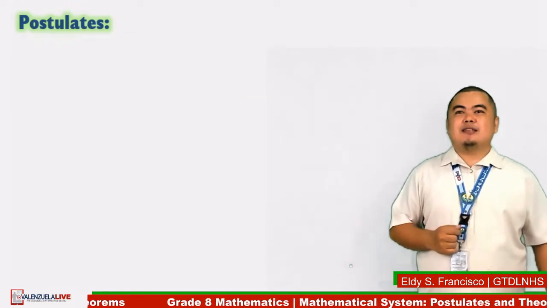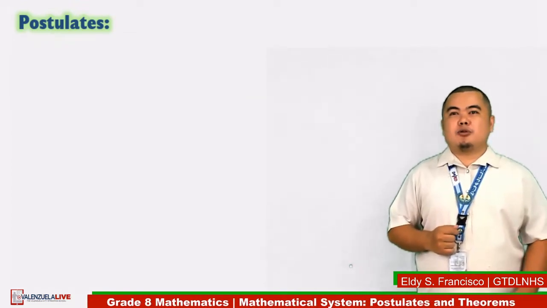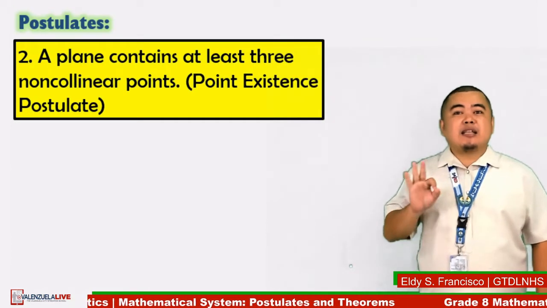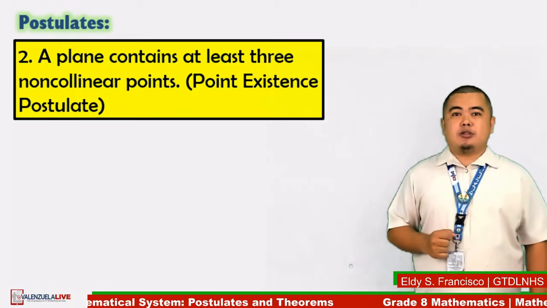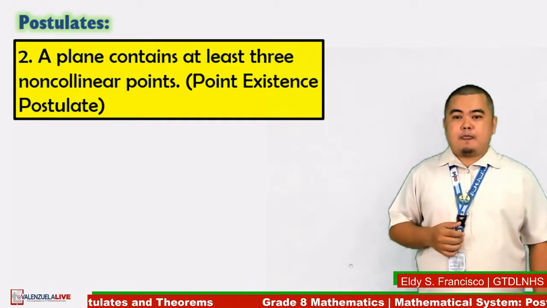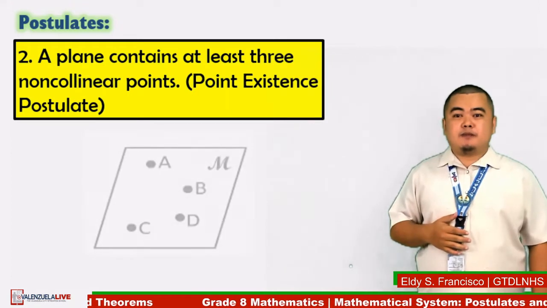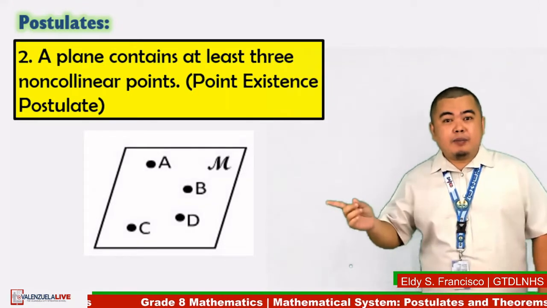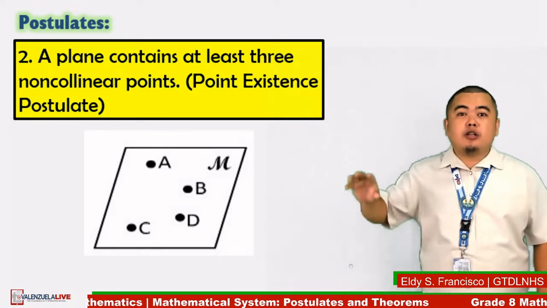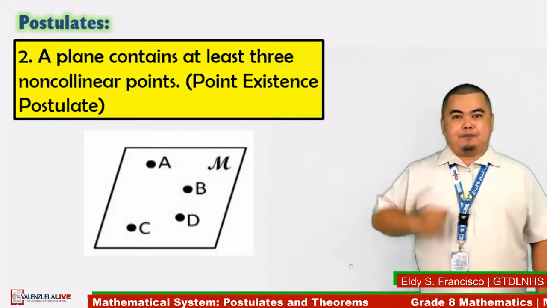Okay, next. Postulate number 2. A plane contains at least 3 non-collinear points, or what we call the point existence postulate. For the illustration, point A, point B, point C, and point D are on the plane M.